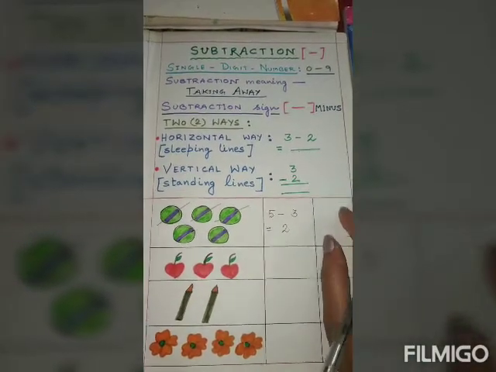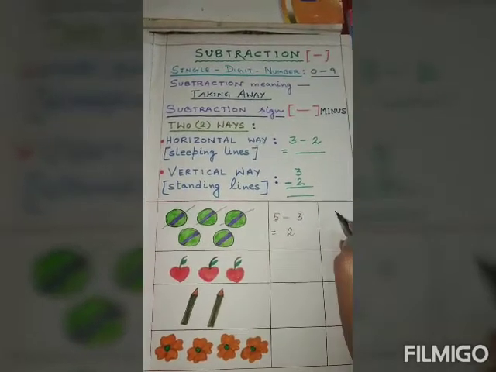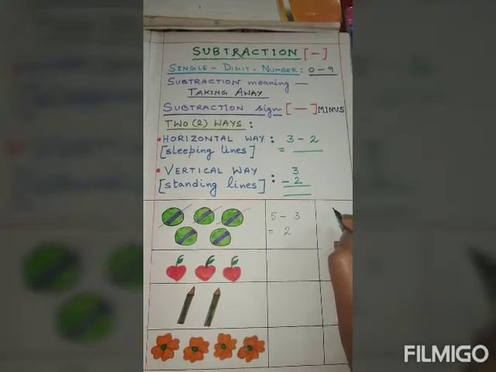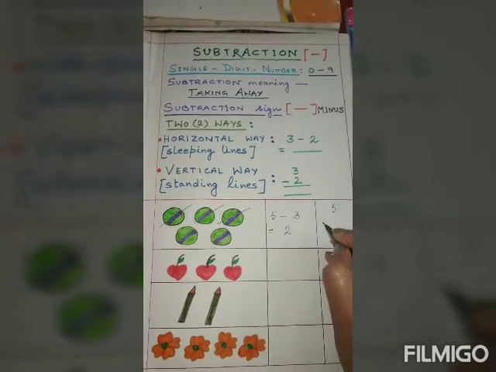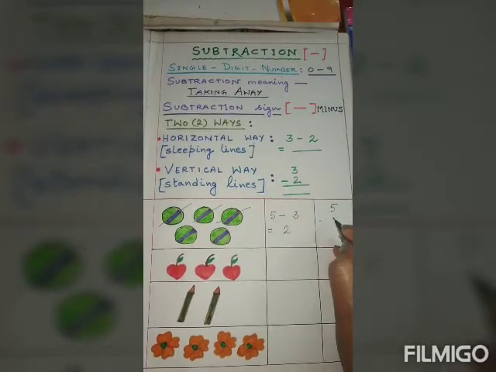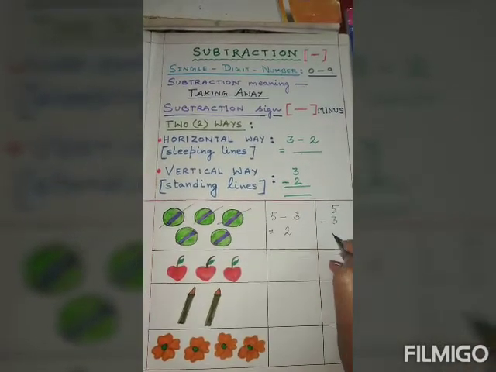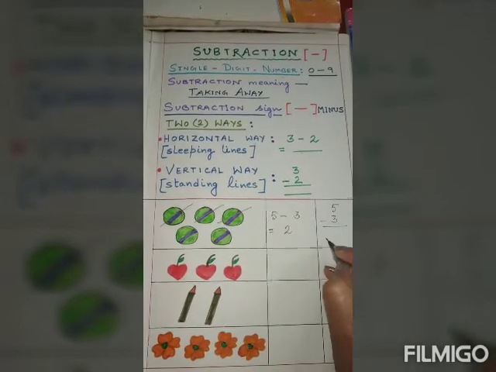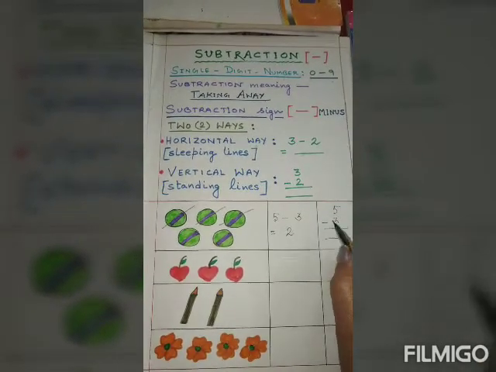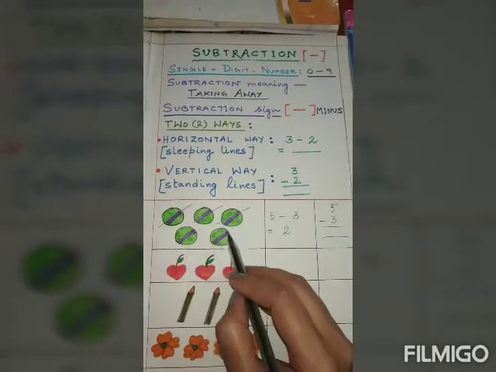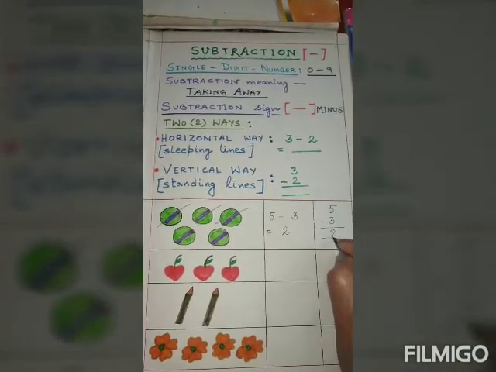And in vertical way, how will we do it? In vertical way, we will write like this. 5 minus on the left hand side. Then we will write 3. Then we will draw 2 lines. And we will write how many balls are left? 1, 2. So the answer will be 2.